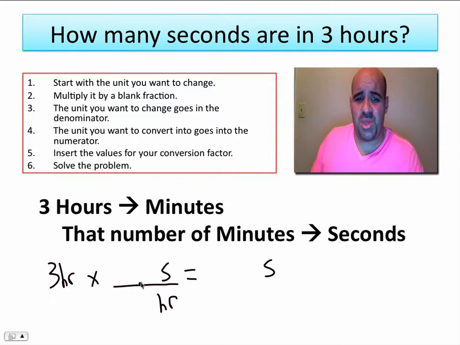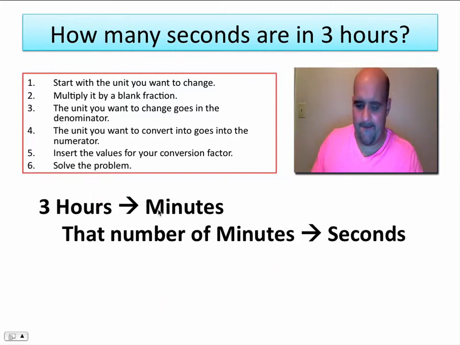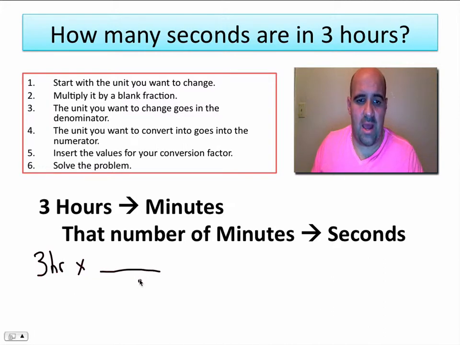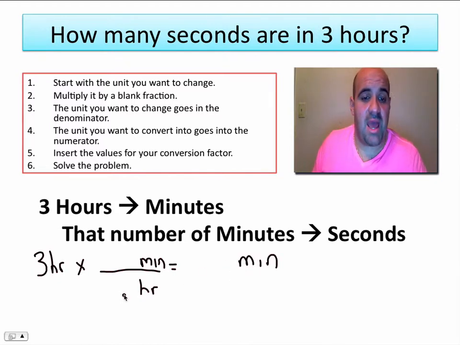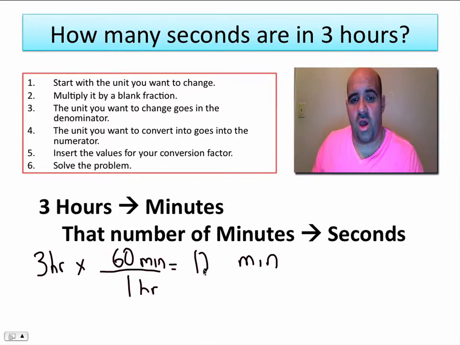But so generally, you're going to want to do this in 2 parts. You're going to first want to go hours into minutes and then minutes into seconds. And I'll show you what I mean by that. We're going to take 3 hours and convert it into minutes. 3 hours times, and I want 1 hour here, and I'm going into minutes. Final answer is in minutes. Relationship between hours and minutes, well, 1 hour is 60 minutes. So 3 times 60 is going to be 180 minutes.